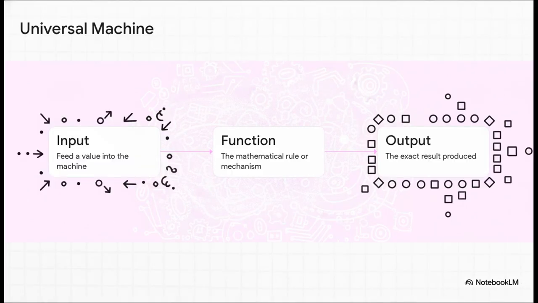So the crucial point is that a function acts just like this universal machine. It's basically a three-step process. You start with step 1, your input. You feed that into step 2, the function itself, which acts as the machine's internal mechanism or its rule. And then boom, that gives you step 3, the output. For every single input you drop into this machine, there is only one possible output that can pop out.